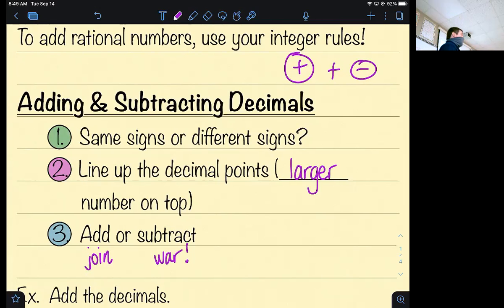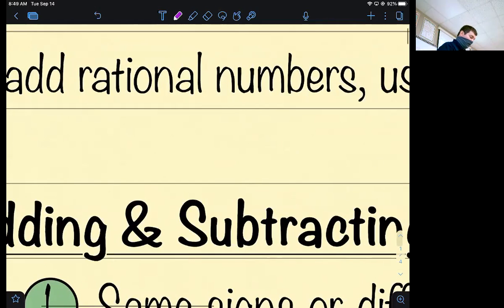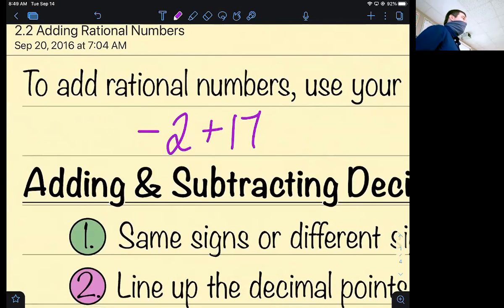Here's why. When I'm subtracting, even if it says addition, if I end up going to war and I'm subtracting, you can't subtract a small number minus a larger number. For example, if I gave you a problem like this, who wins that battle, the positives or the negatives? The positives, by how much? 15. Did you do 2 minus 17 or did you do 17 minus 2 to get your 15? See how we have rearranged it in our head?